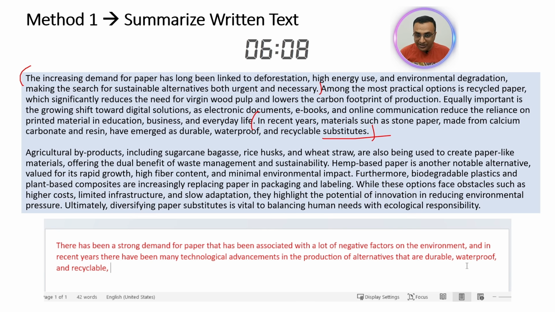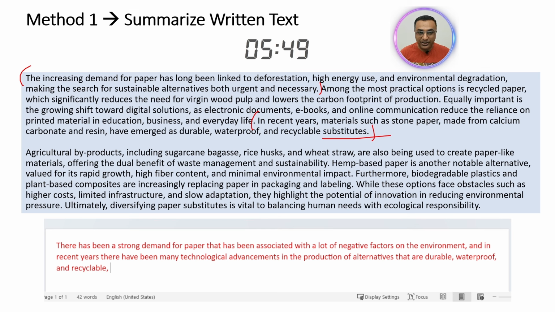Now, let's read through it quickly. And in recent years, there have been many technological advancements in the production of alternatives that are durable, waterproof, and recyclable. Okay, we are still sticking to the context. Let's find out the second or the third sentence that we can utilize.